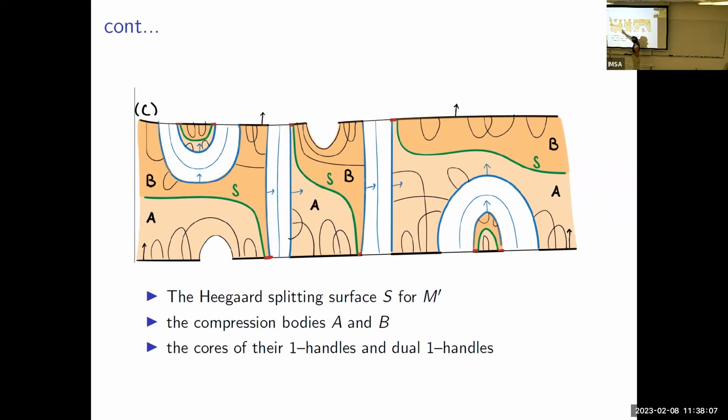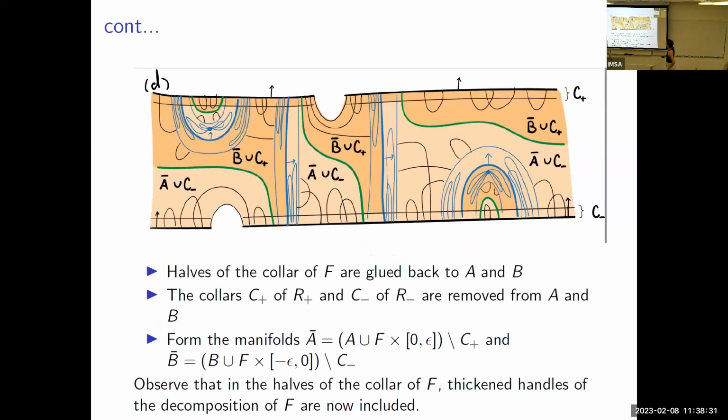So what we are going to do next is to add to the compression body B this half of the collar, and to the compression body A we have to add this other half, because we want to reassemble F. So here we see that. We have added half of the collars of F to A and B.